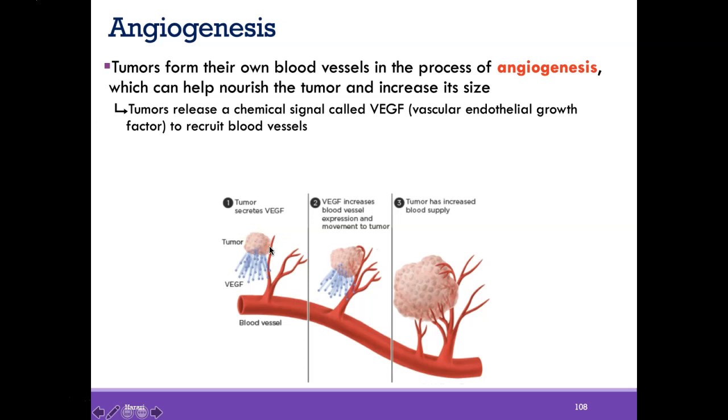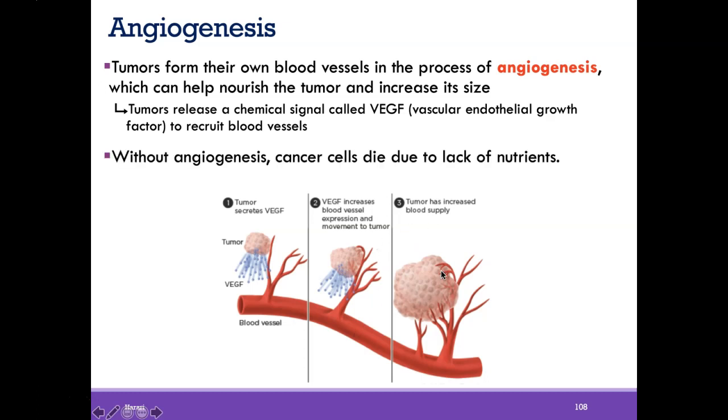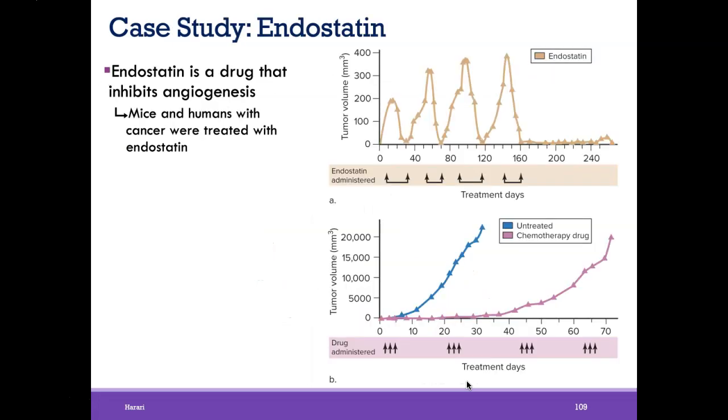Tumors are very smart. They release a chemical signal called VEGF, which is a growth factor. And that growth factor tells our own blood vessels to go inside of the tumor. So our blood vessels are tricked into growing inside of the tumor so that the tumor has an increased blood supply. This goes both ways. Not only does the tumor get more oxygen from our blood supply, but the tumors have a direct little shortcut into our circulatory system. Without angiogenesis, cancer cells die due to lack of nutrients. So it's no surprise that there are some drugs being formed that inhibit angiogenesis.